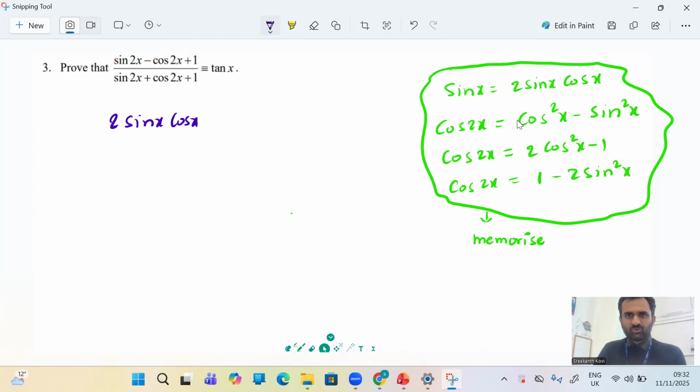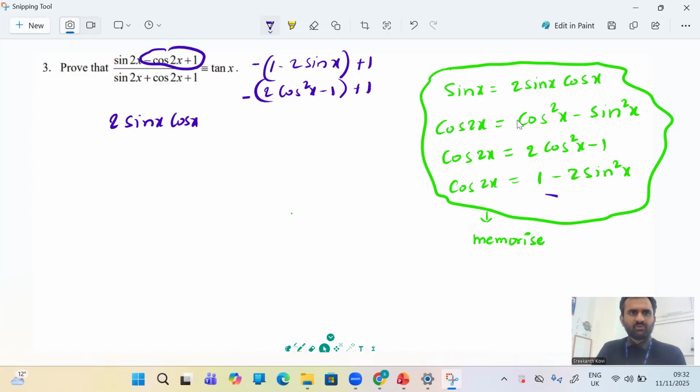For example, if you use this formula, 1 minus 2 sin square x, then minus and plus 1, when you replace with 2 cos square x minus 1 and plus 1, I'm talking about just this part. If you replace this with 1 minus 2 sin square x, then you'll get negative 1 and positive 1 in the calculation. At least we can get rid of that 1 which we don't need in the end.